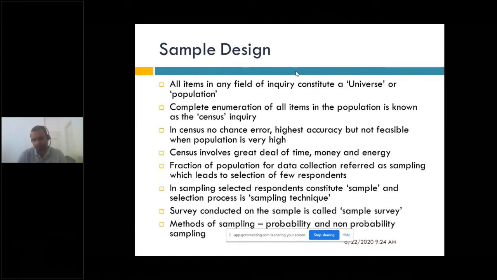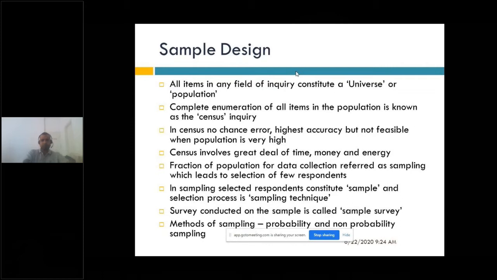Methods of sampling. We have so many types of sampling, but we classify them into two categories: probability and non-probability sampling. Probability sampling includes simple random sampling, stratified sampling, and so on. Non-probability sampling includes quota sampling, snowball sampling, convenience sampling. These all techniques have their own merits and demerits, and they have their own applicability.